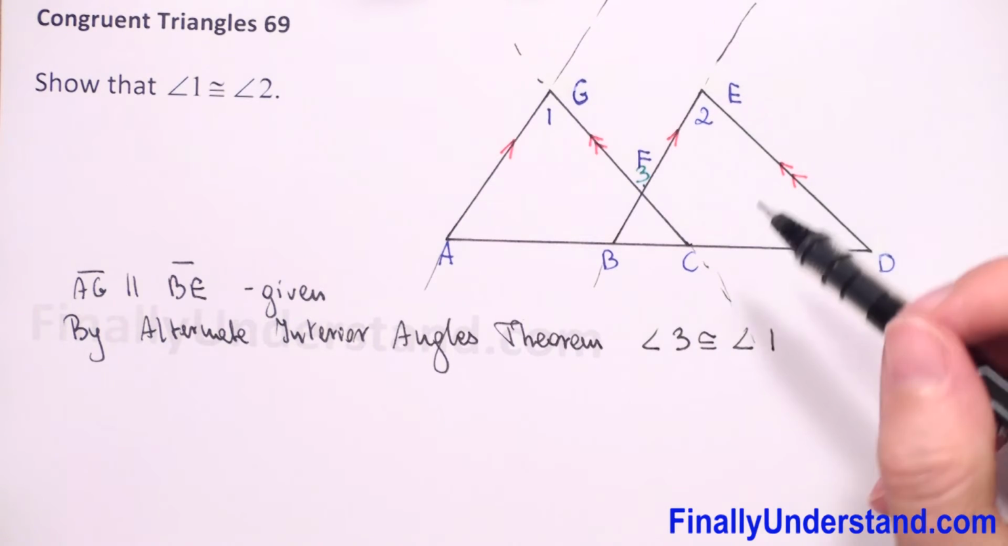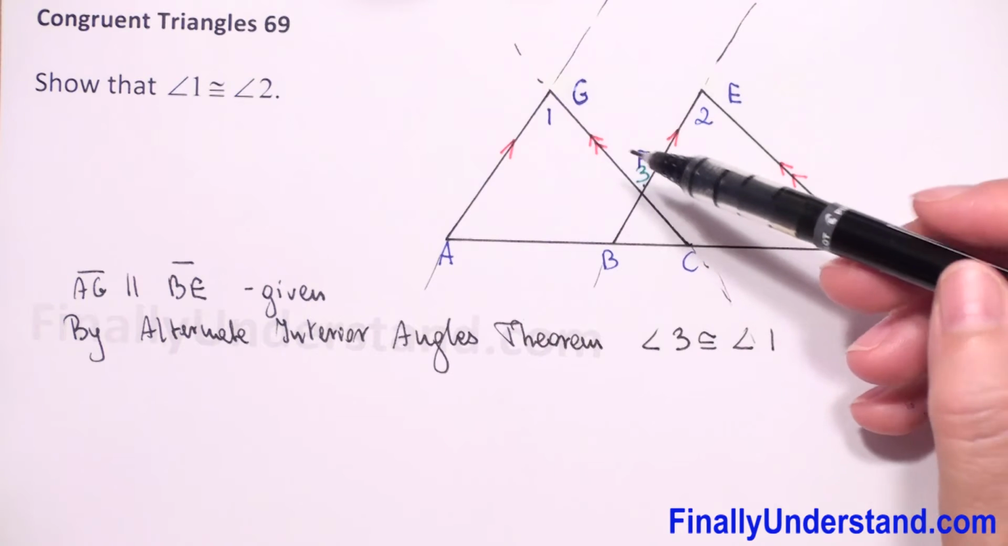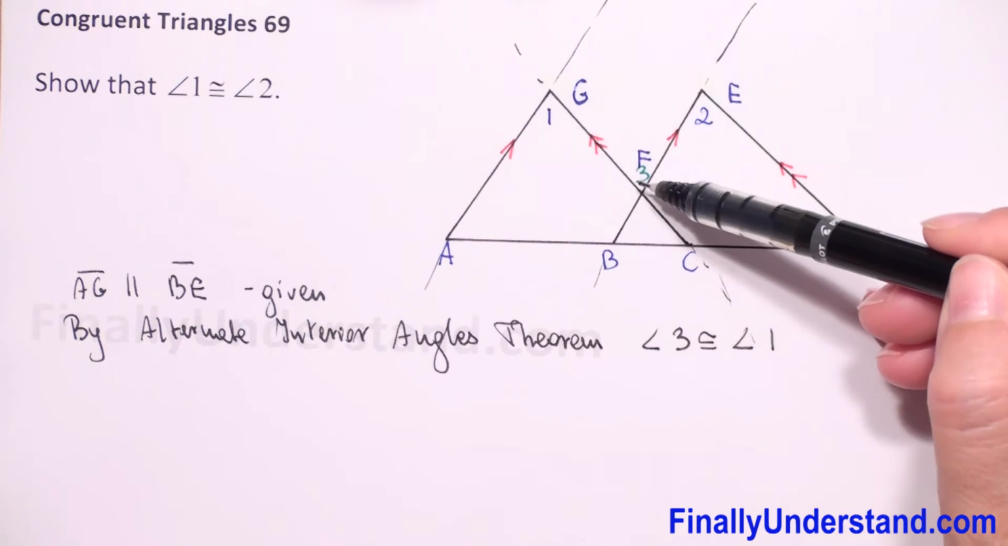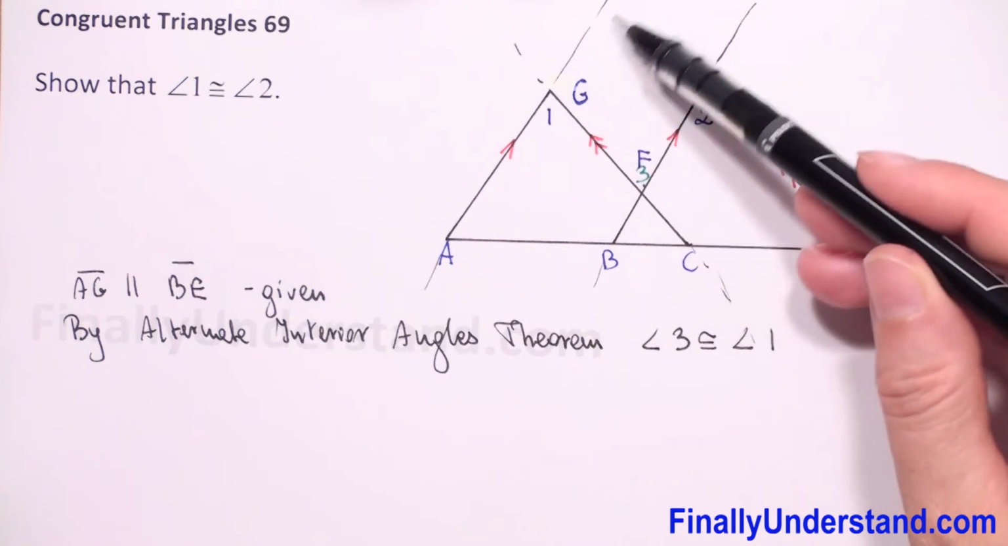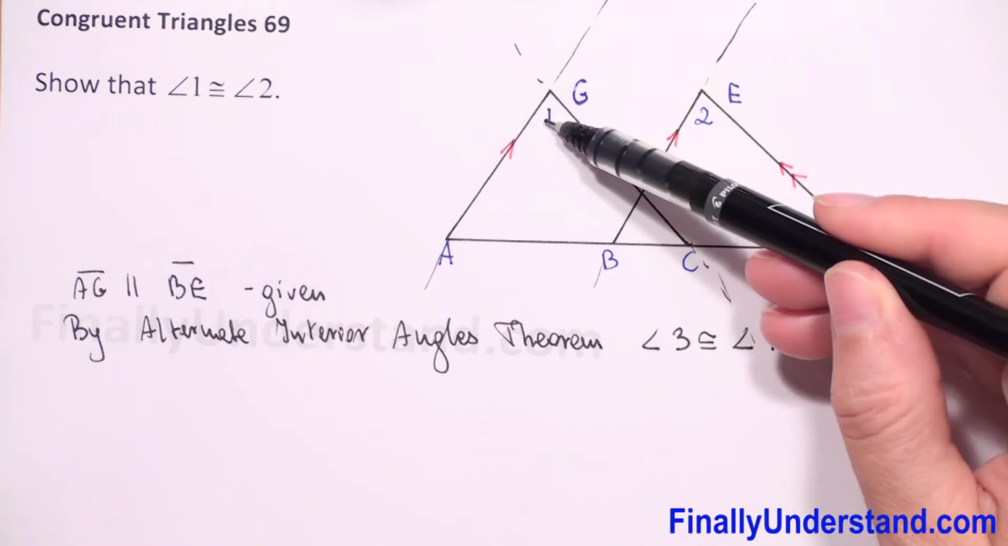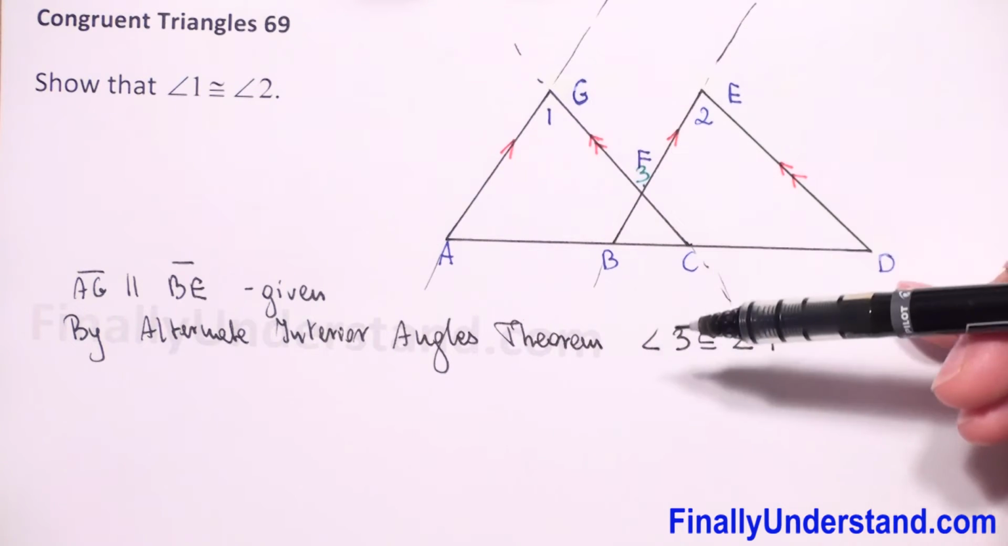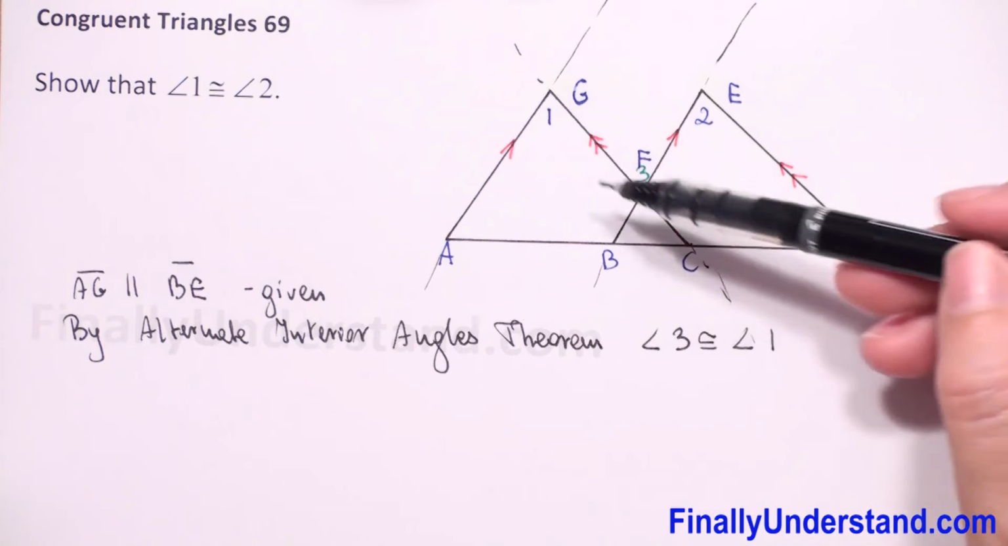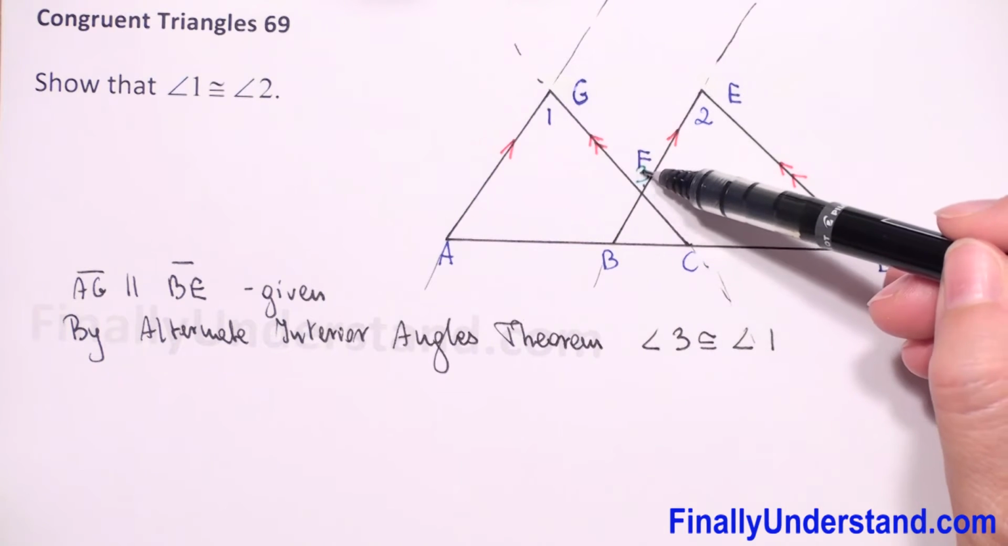Let me remind you, alternate interior angles are angles which are between these two parallel lines and on opposite sides of our transversal. So these two angles are congruent.